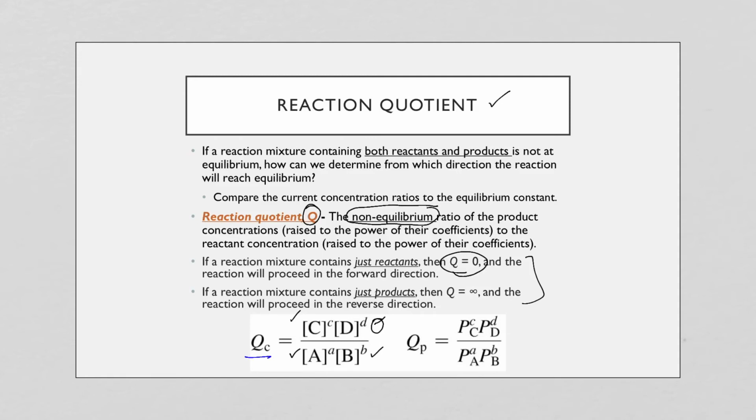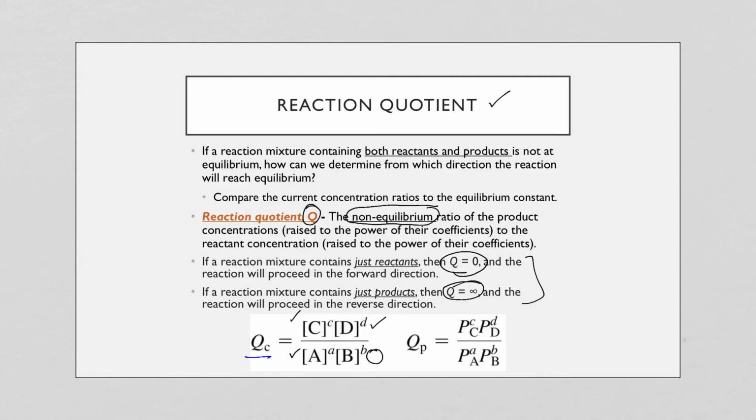Now, on the other hand, if we have only products, then we're going to have a value on the top, but 0 on the bottom, so we're going to get division by 0, and in that case, our ratio would be infinity. In that scenario, we would know that the reaction is going to go toward reactants because we need to get a value for K, right, that's not infinity. Right? So at equilibrium, there's going to be at least some of both the reactants and products.